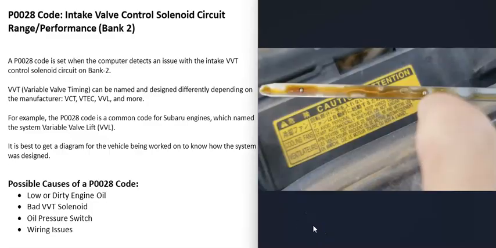And so what would be some possible causes of a P0028 code? Well, the first thing to check whenever you have a problem with any kind of variable valve timing system is the engine oil, because engine oil flows through the whole variable valve timing system. And if the engine oil is low, or if it's really dirty, then that's going to affect it. So the first thing that could cause this is low or dirty engine oil.